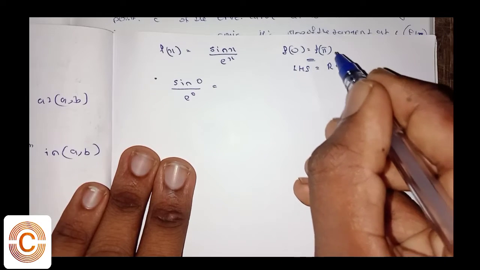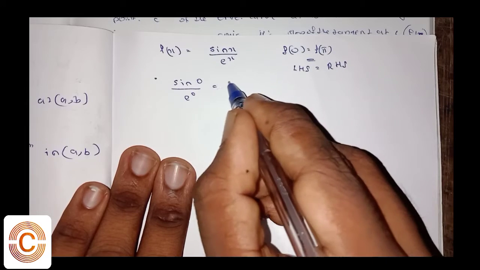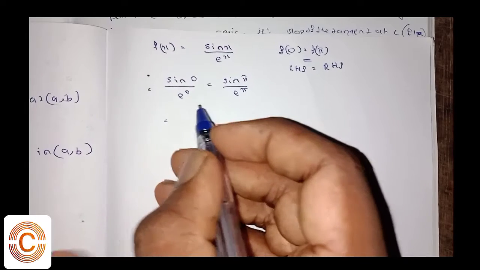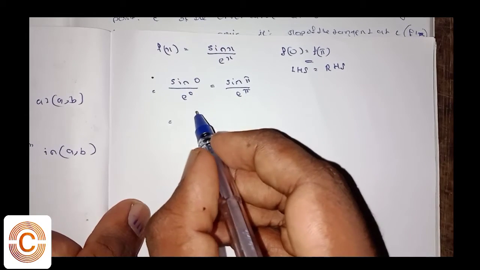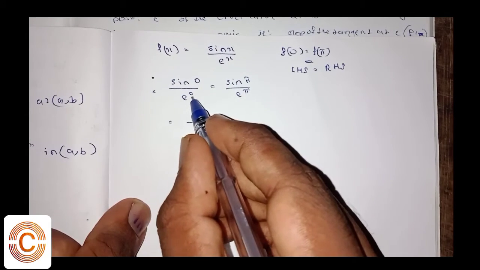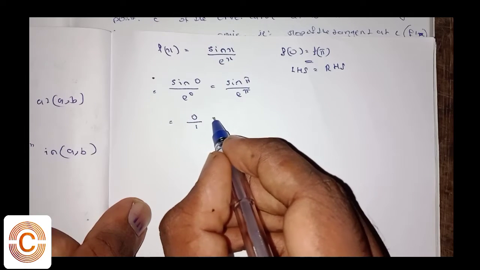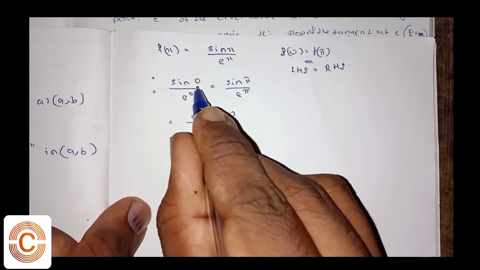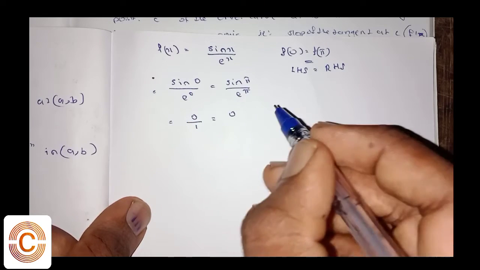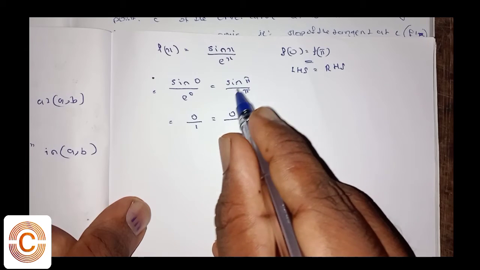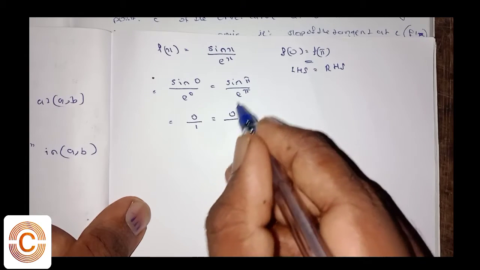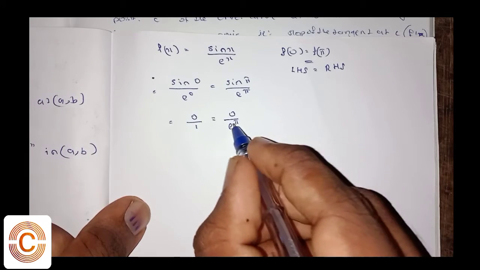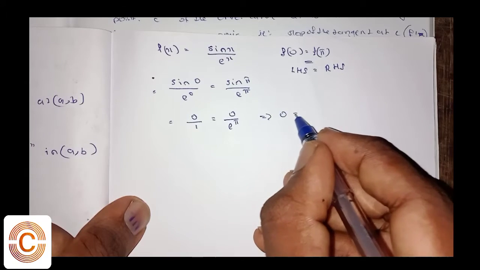The RHS is f of pi. F of pi means sin pi divided by e raised to pi. Note here that the value of sin 0 is equal to 0, and e raised to 0 is equal to 1, and sin pi is also equal to 0. The value of sin 0 and sin pi is 0. The denominator contains e raised to pi, so it is a constant term. So we can write that 0 equals 0.